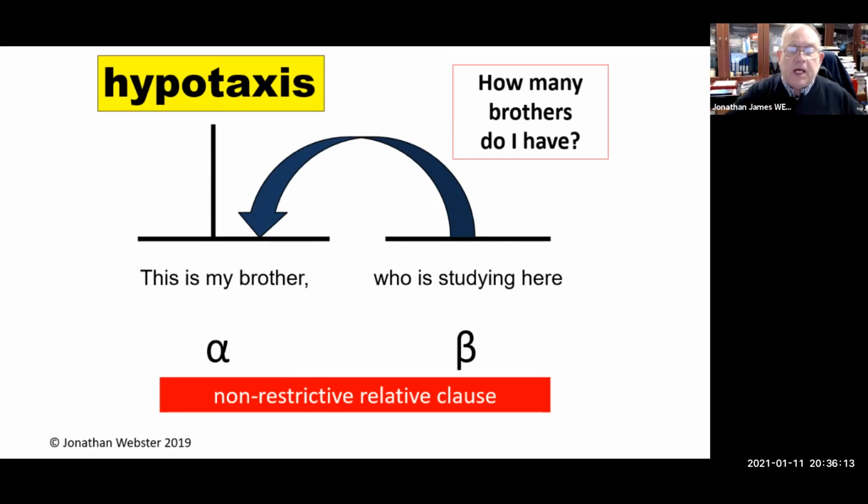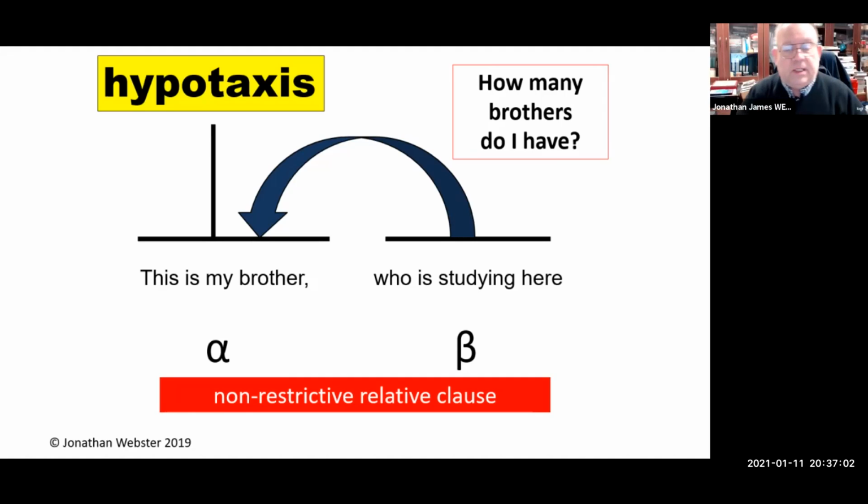Now think of it like this. This is my brother who is studying here. Now if I put a comma after this is my brother, how many brothers do I have? How many brothers? This is my brother, comma, who is studying here. In this case, it still is a non-restrictive relative clause. And how many brothers do I have? One. Again, I could have more than one, right? But this is my brother, comma, who is studying here. We do indicate by our punctuation that this is a non-restrictive relative clause.